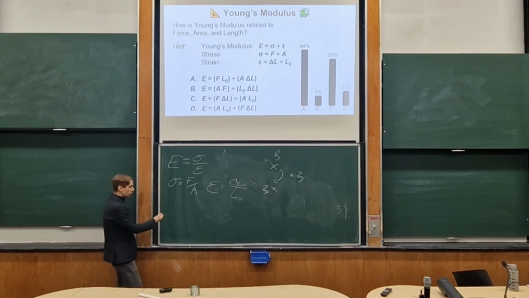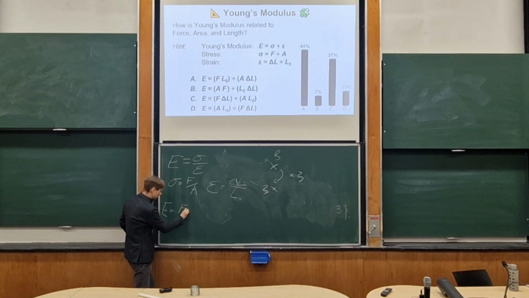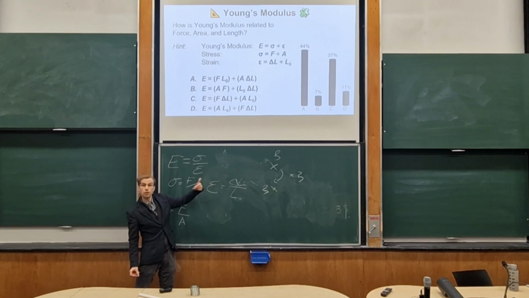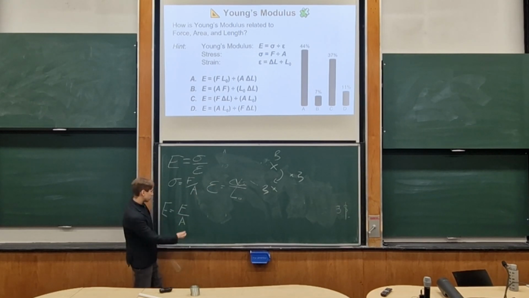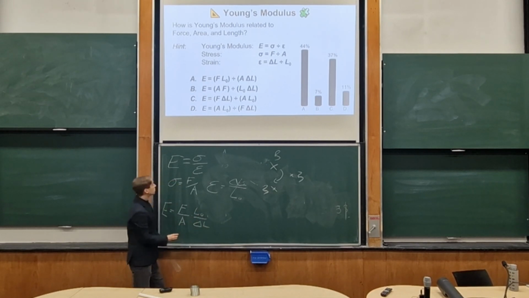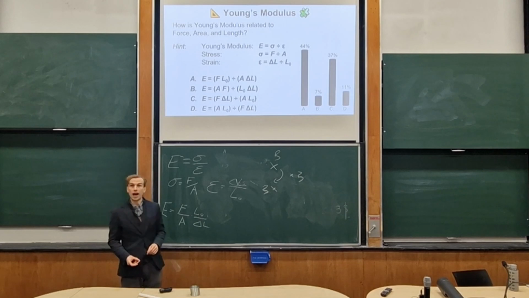So if we start by thinking, what is our Young's modulus going to be? It's going to be the stress, so the force per area, and then we're dividing by the strain. Now, dividing by the strain is the same as multiplying by the reciprocal. So it's the same as multiplying by L naught over delta L. So what do we get there? Force times L naught divided by A times delta L. So that's option A up there.